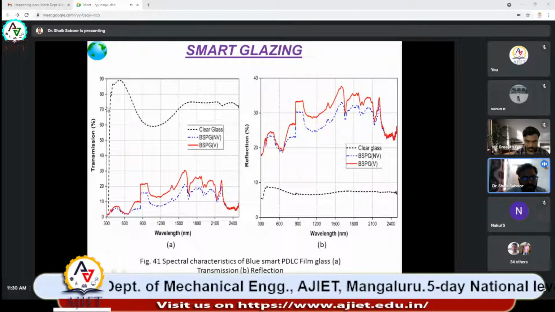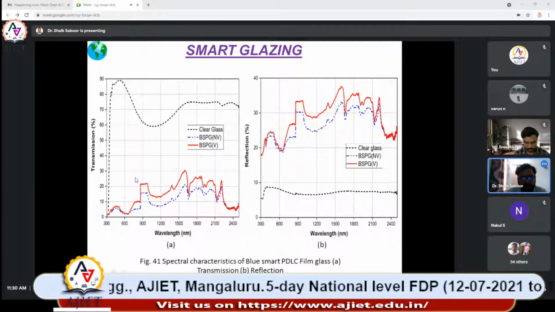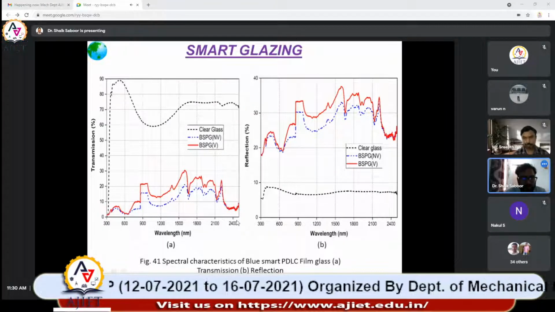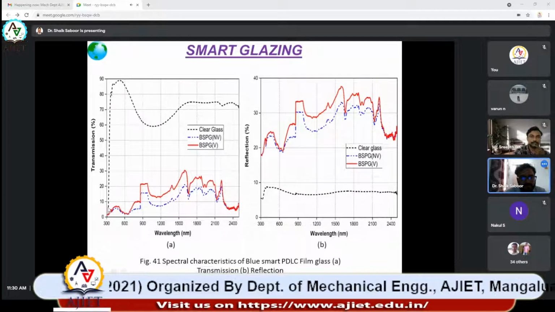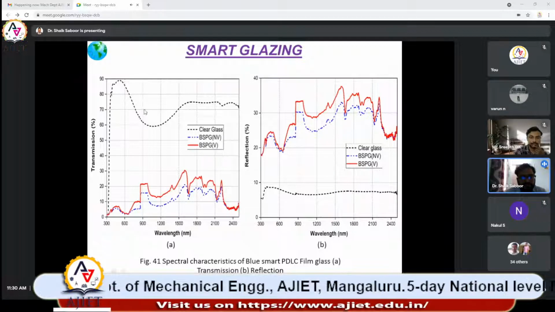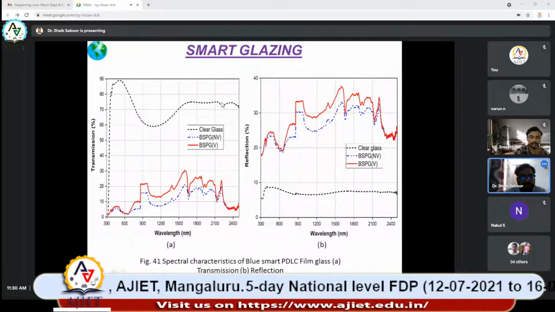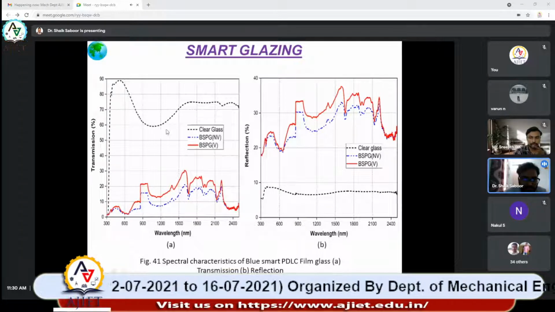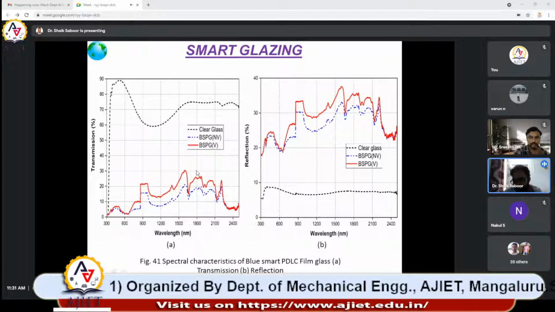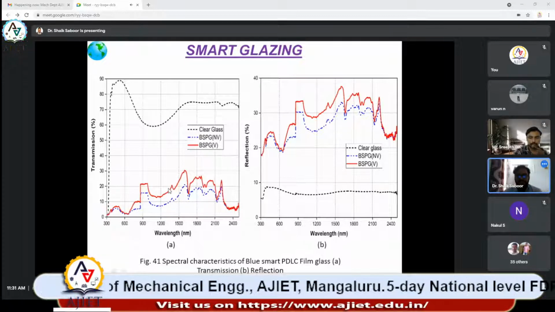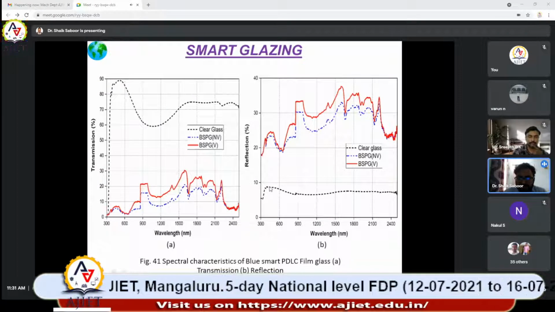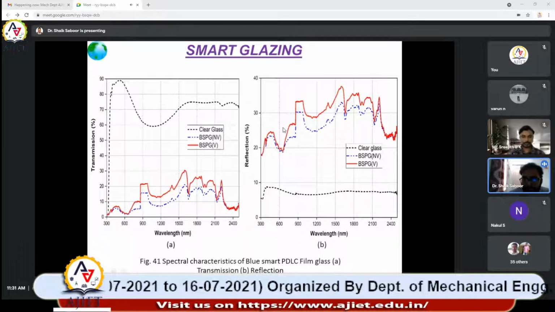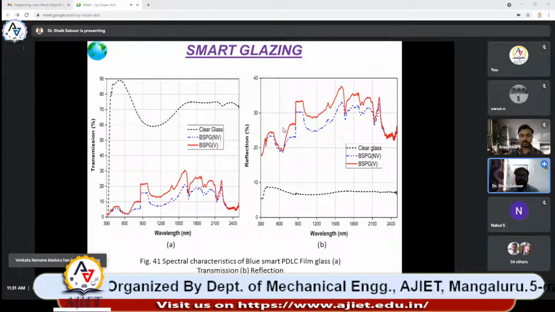So transmission, as I told, should be for the complete solar spectrum up to near infrared, that is 2500. That is very, very important. See here, the solar transmission is very high for clear glazing. In all spectrums, from UV and visible to the near infrared, the transmission is very high as compared to this. For reflection, the clear glazing is not able to reflect much, but our smart glazing is able to reflect most of the radiation back to the atmosphere.